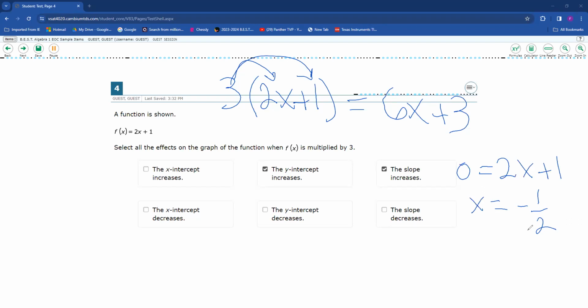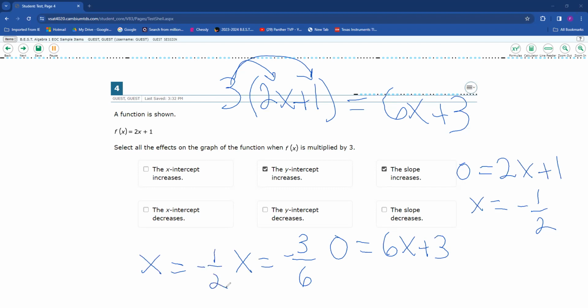So the other equation would be 0 is equal to 6x plus 3. And solving for x again, x is going to be equal to negative 3 over 6, which is also the same thing when we divide both top and bottom by 3. It's half, it's negative 1 over 2. Because 3 is half of 6 and 1 is half of 2. So nothing happens to the x-intercept, so we choose our two answers here. There's nothing else that applies, and that's it. We're done. We're ready to move on to the next question.